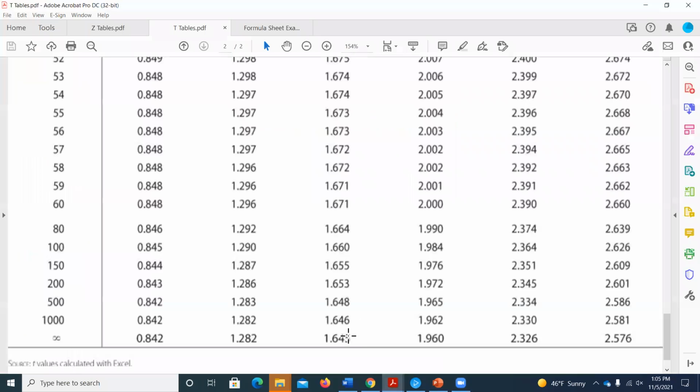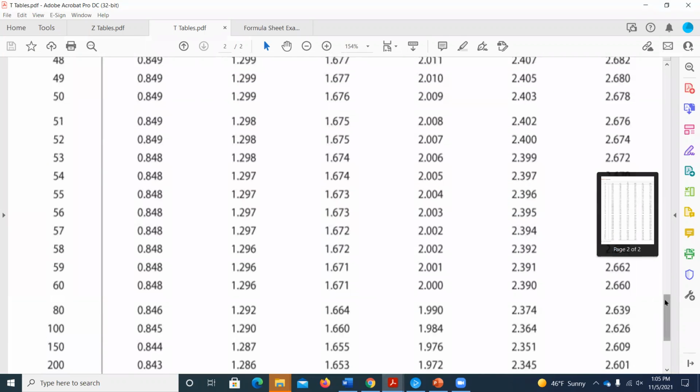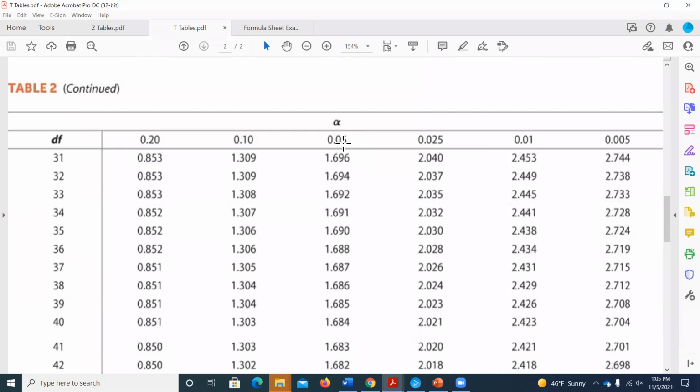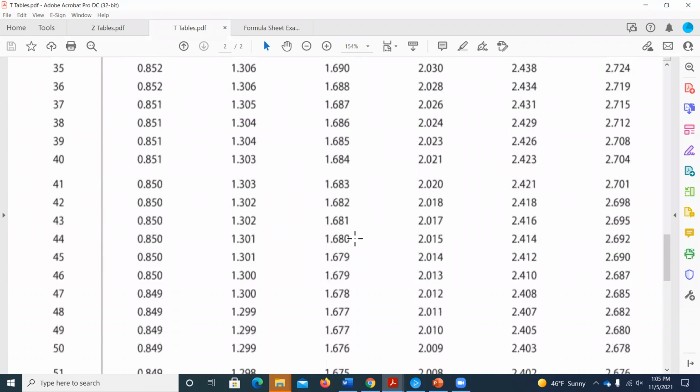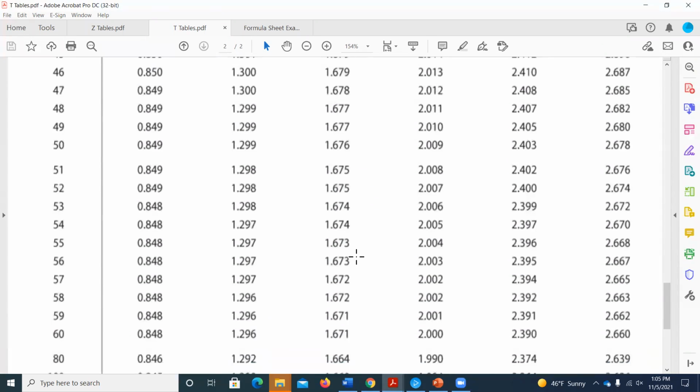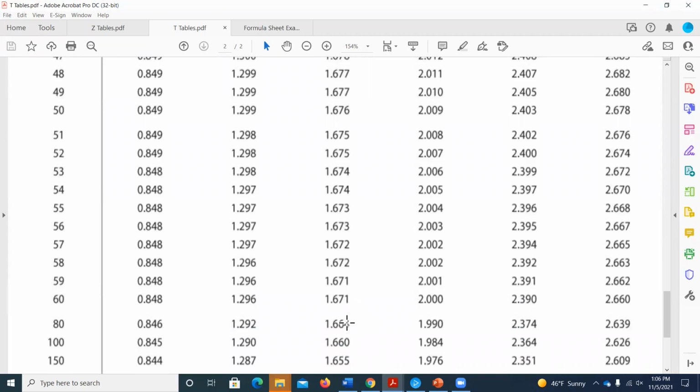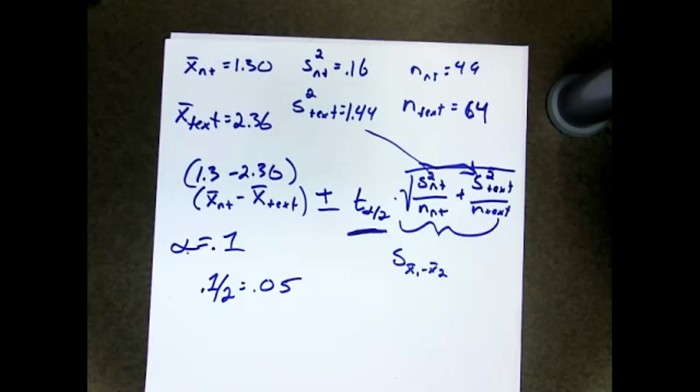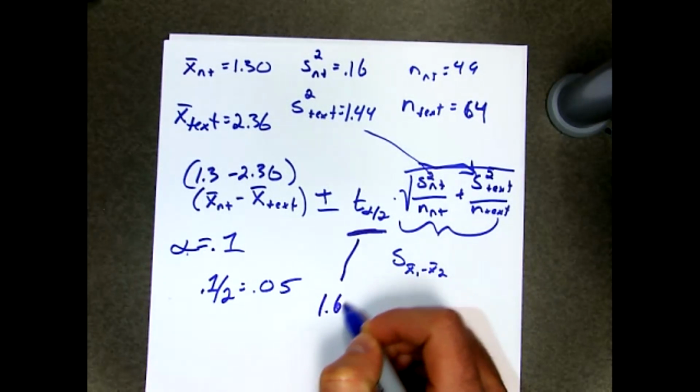So I go to that T table, degrees of freedom 80. The area I wanted in the tails was 0.05. So 1.664, right? That's the T value that I needed. That'd be the last thing I have to plug in.